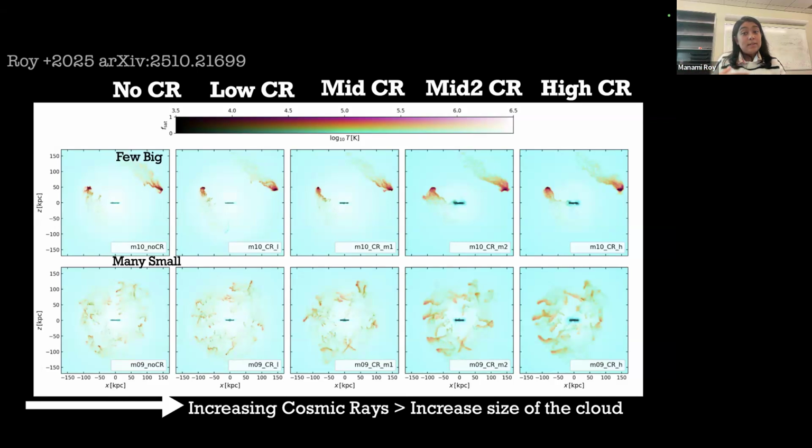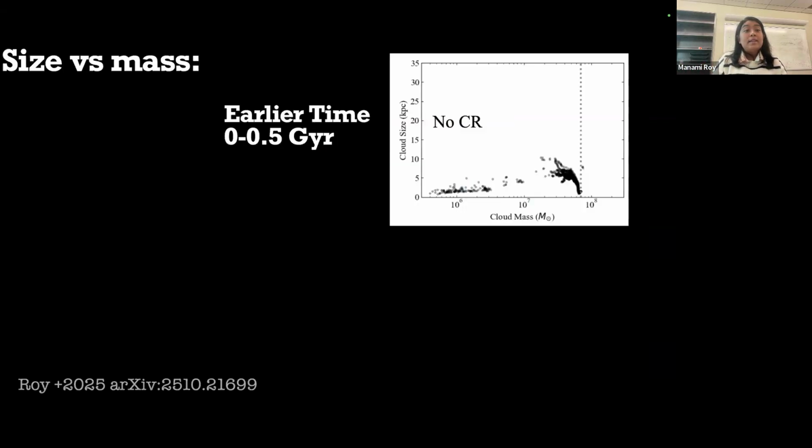So this is what cosmic ray is doing, but cosmic ray is not only making the cloud bigger, it's doing something else as well. I'll come to that in my next slide. So this is what you saw qualitatively in the pictures, right? But quantitatively, if you want to find the size and mass of these clouds, what do you find? So we looked into the cloud size and mass distribution. This is the no cosmic ray run. This vertical dashed line is the initial satellite gas mass.